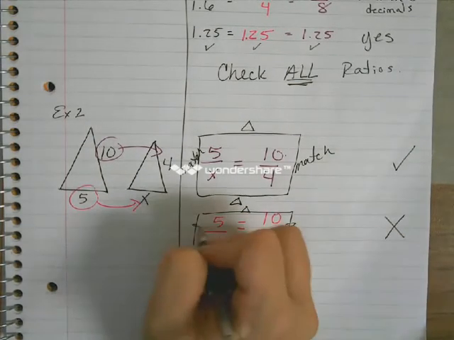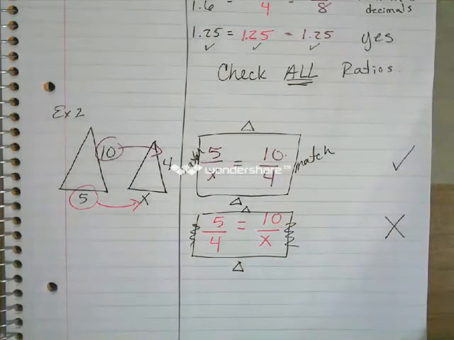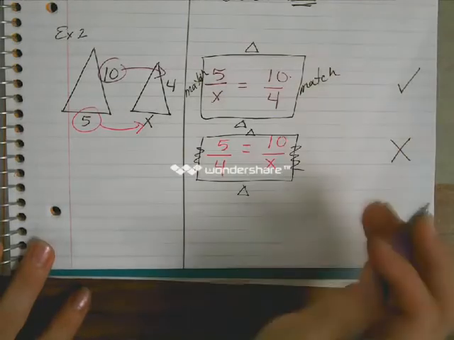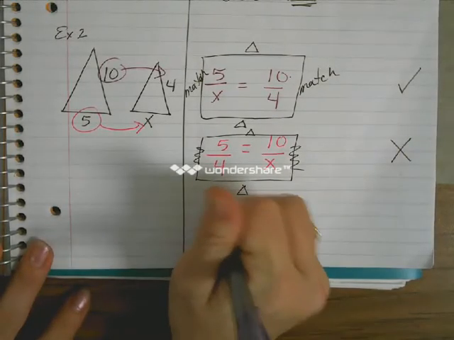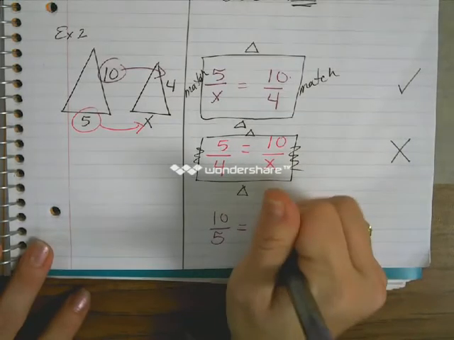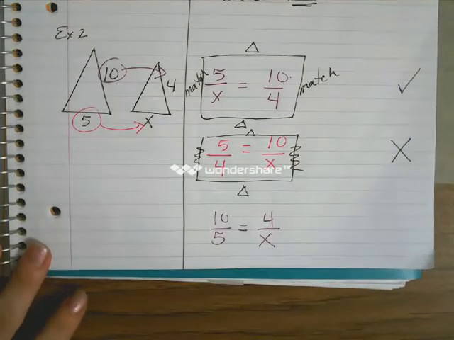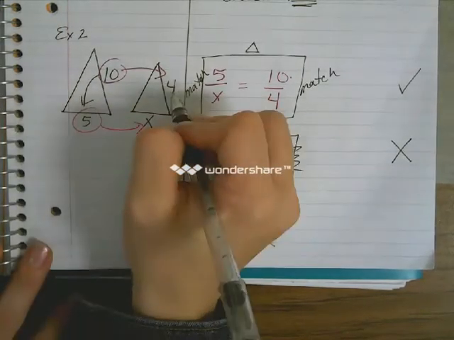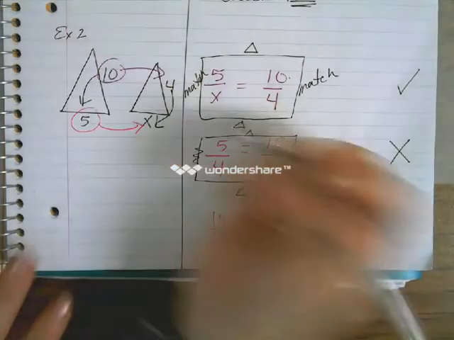Another correct proportion would have been, it's not the only way to write a proportion, you could do 10 over 5 is equal to 4 over X. In this case, I would have had my arrows from here to here and then here to here. But both ways, again, it's still matching. The arrows are still matching.